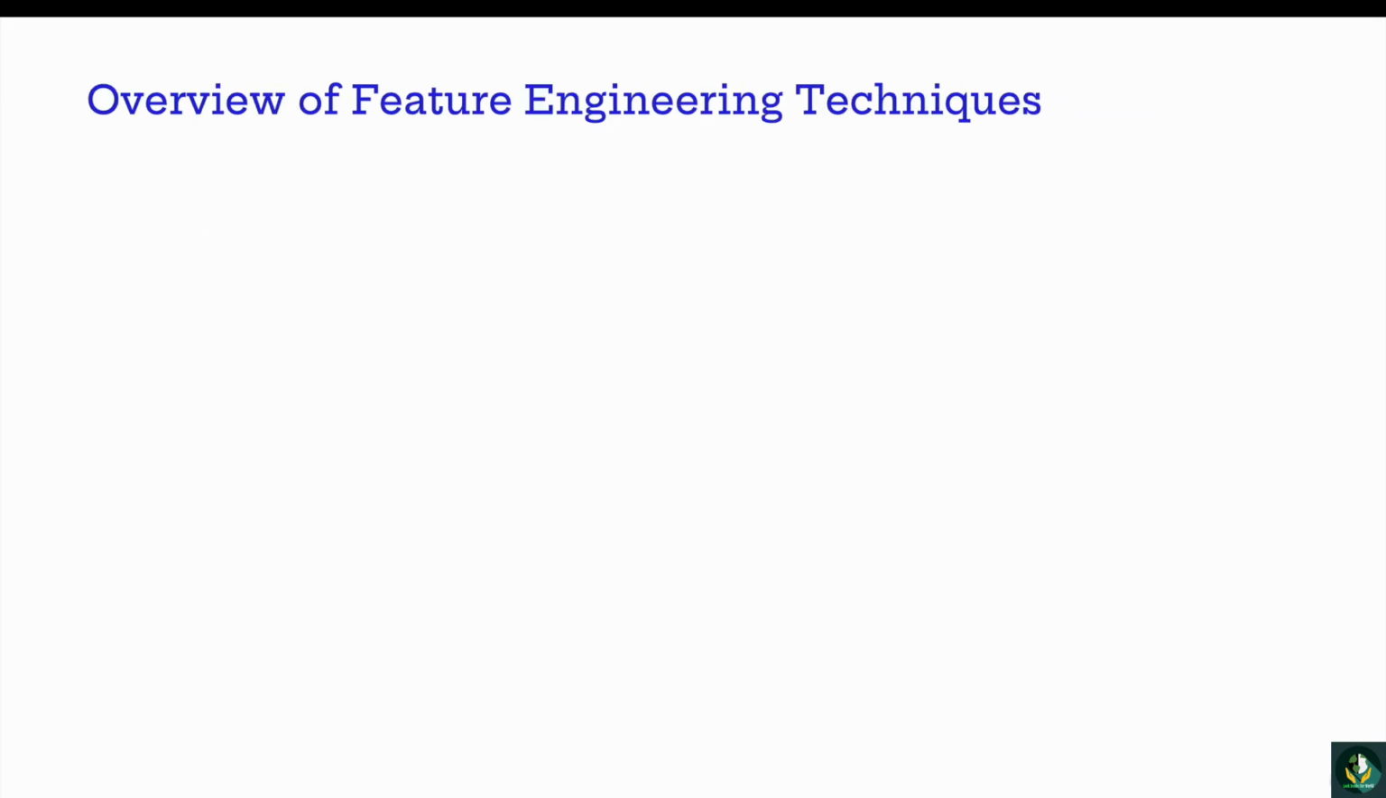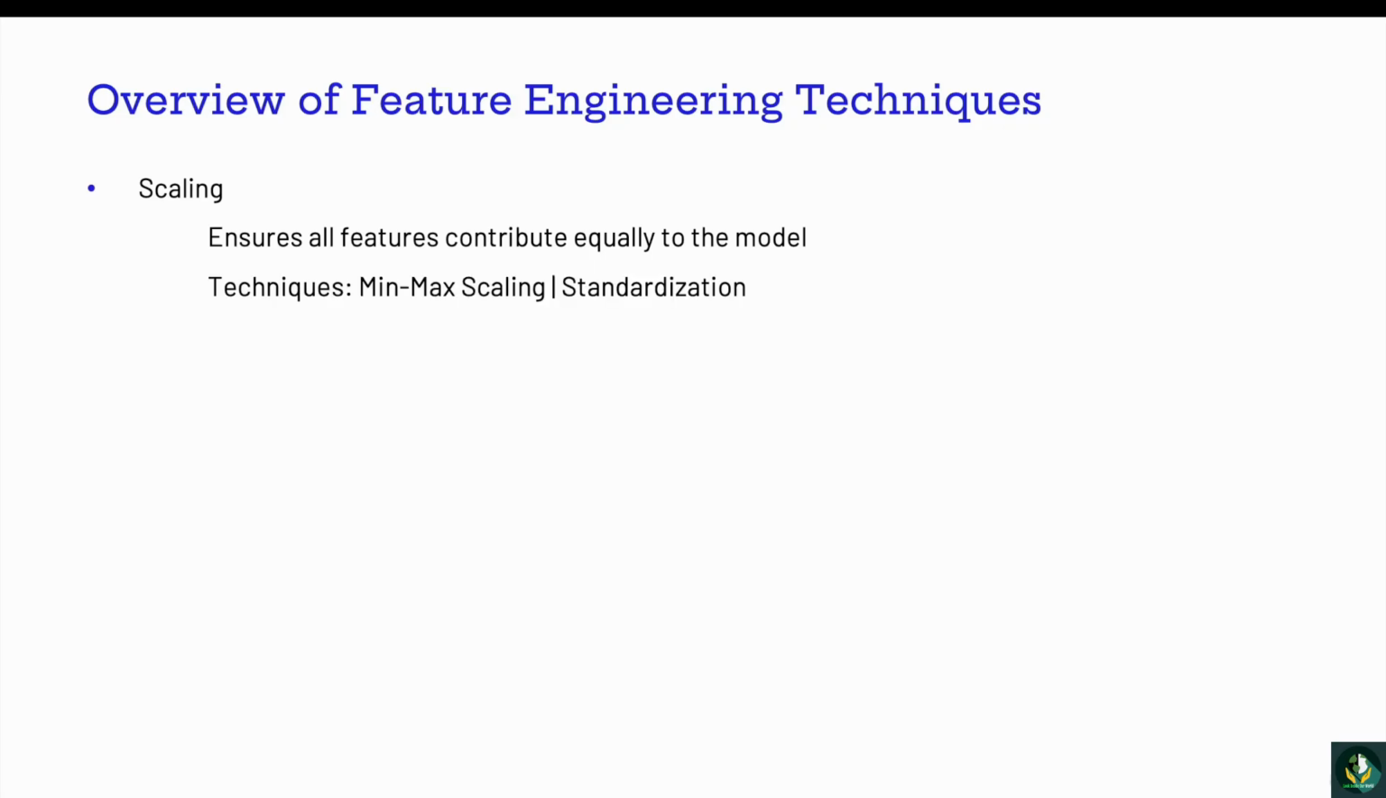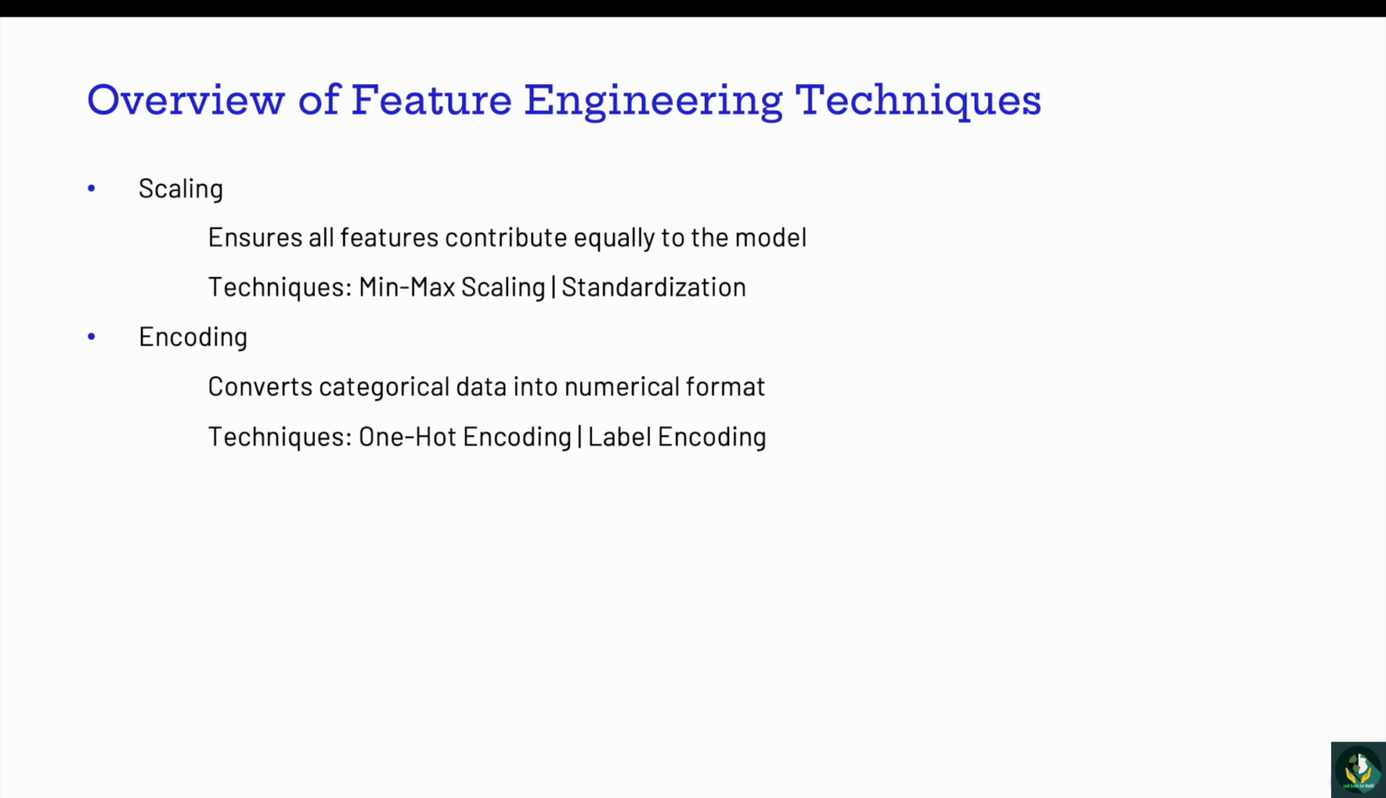Now let's talk about an overview of feature engineering techniques. So first is scaling, which ensures all features contribute equally to the model. The techniques that we use here are min-max scaling, which scales features to a range of 0 to 1, and standardization, which centers the features around 0 with a standard deviation of 1. Next, we have encoding, which converts categorical data into numerical format. The techniques used, as we mentioned earlier, are one hot encoding, which creates binary columns for each category, and label encoding, which assigns numerical labels to the categories.